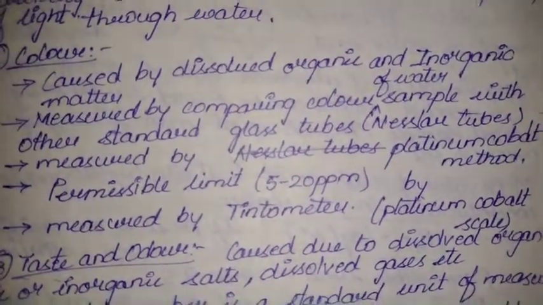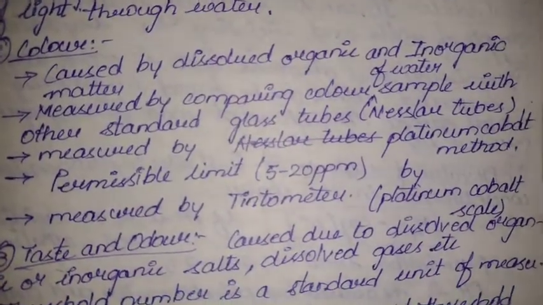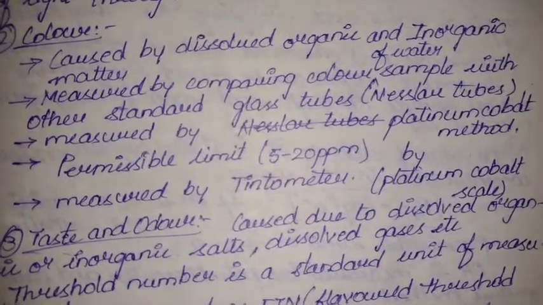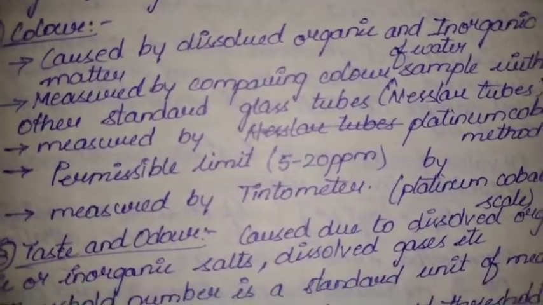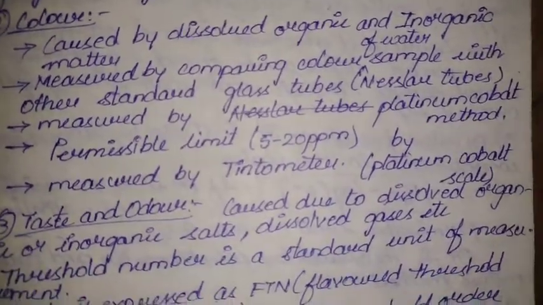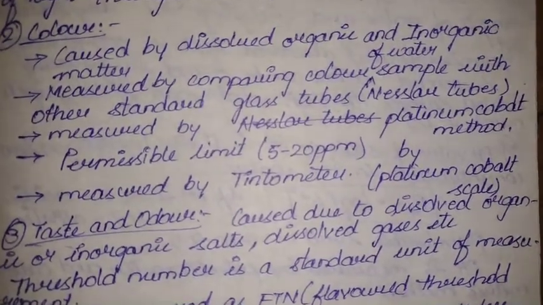So these are the three meters or instruments used to measure turbidity. Next, coming to the second most important physical property of water. A physical property is something which can be seen by the naked eye. Color, we can see it with our naked eye, right?